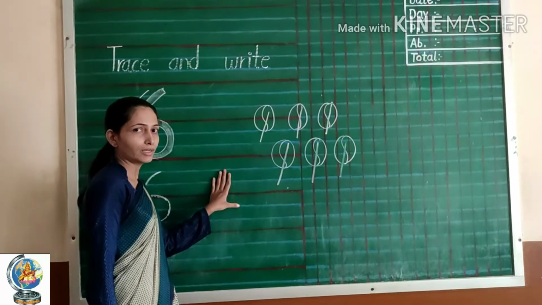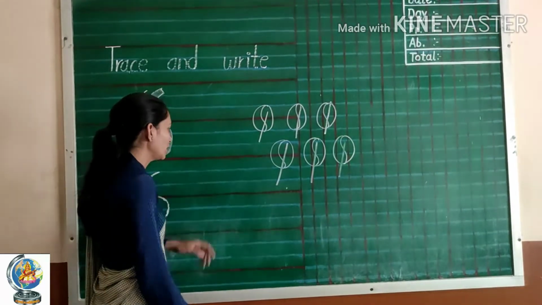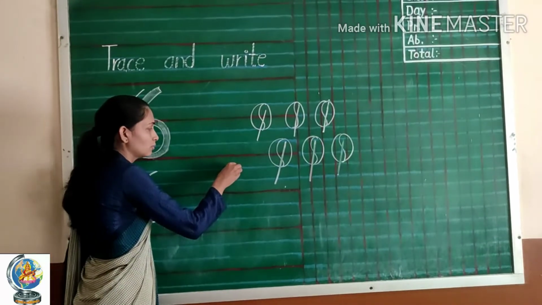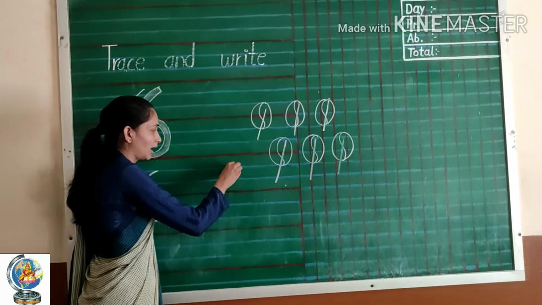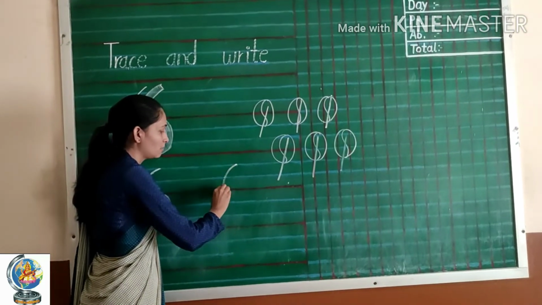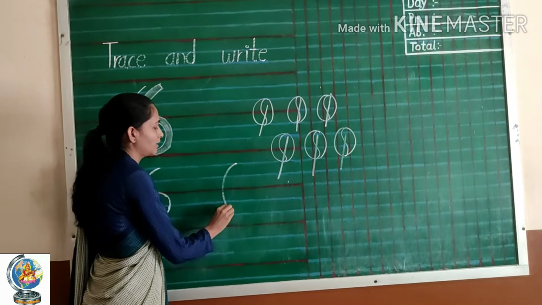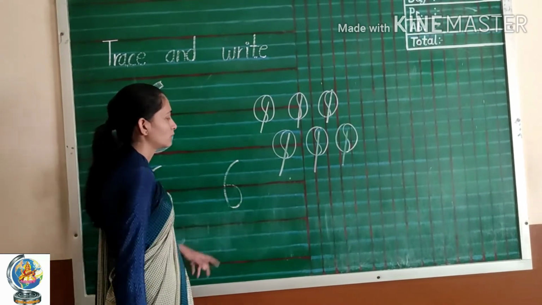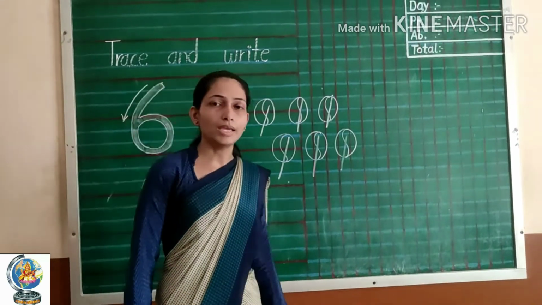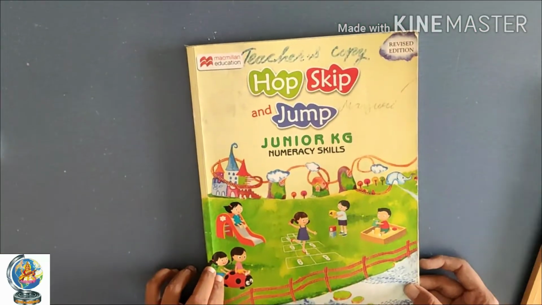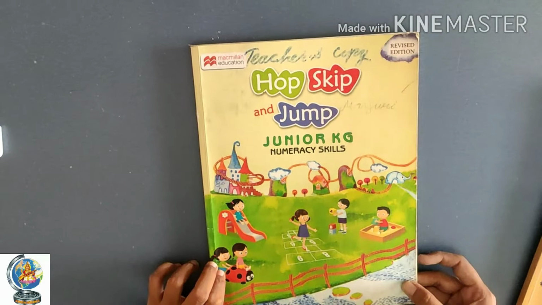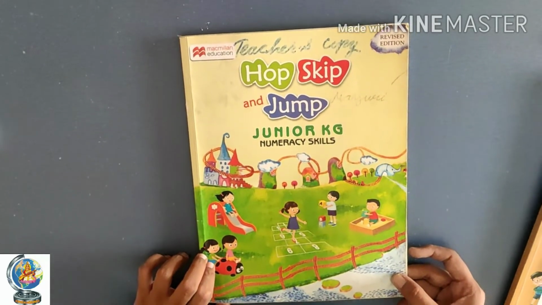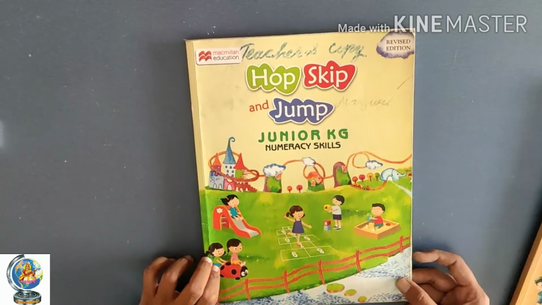Now, how to write number 6? Look at here. First, put your pencil here and make a big cup and next another cup. Okay, this way we make number 6. Now, let's see in our textbook how to trace and how to write number 6.